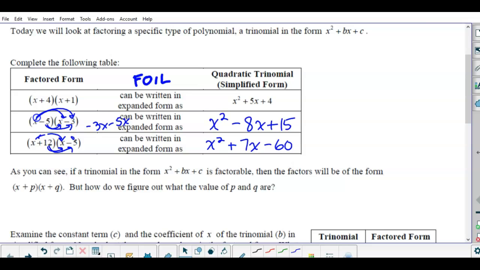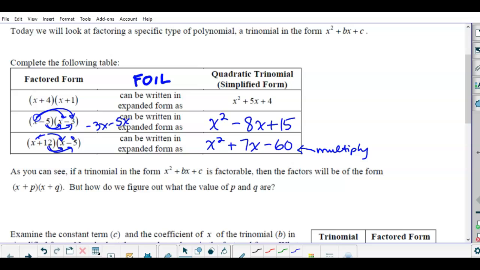Okay. So now we want to look at how we can go from this form back to this. Well, notice the constant terms in all of this. 4. Well, if you look at the last terms in each, 4 times 1 is 4. Negative 5 times negative 3 is 15. 12 times negative 5 is negative 60. So if you're given a trinomial like this, look for two numbers that multiply to that value. But there's more than one choice.